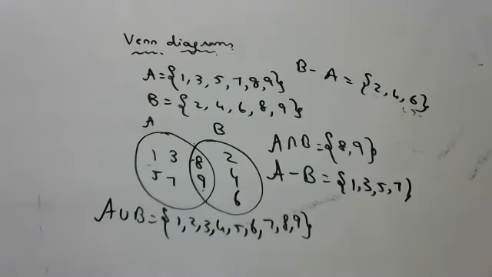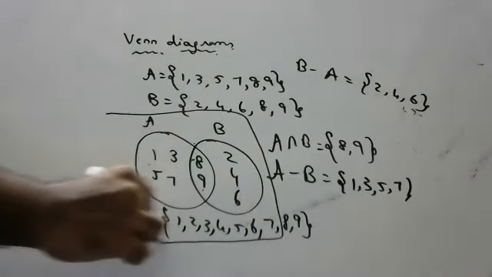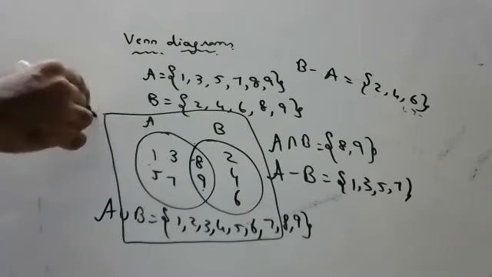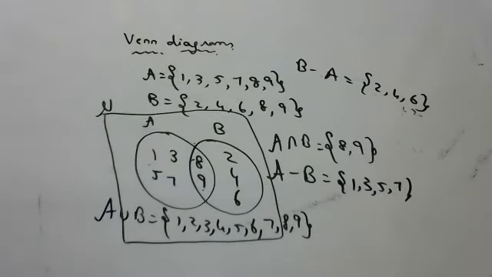Suppose someone gives you the universal set also. Around the Venn diagrams, you will represent the universal set with a big rectangle. This is called the universal set. Around the Venn diagrams, you will represent it with a big rectangle. Okay, children, that is the use of Venn diagrams.